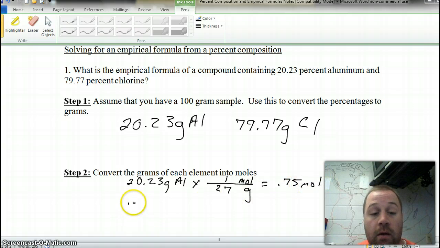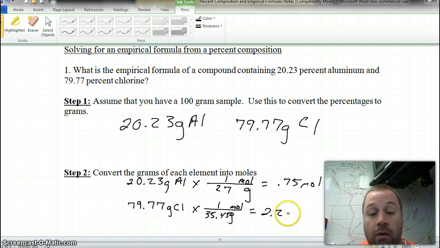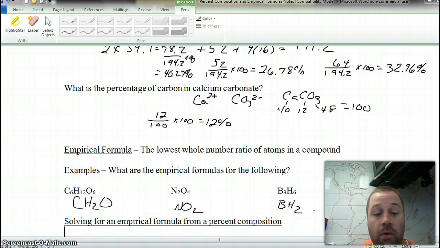Same thing here, 79.77 grams of chlorine times grams on the bottom, moles up top, because that's what we're striving for. There's 1 mole. It's 35.45 off of the periodic table. Solve, and you get 2.25 moles. So step number 1, assume you have the 100 gram sample. Step number 2, convert to moles.